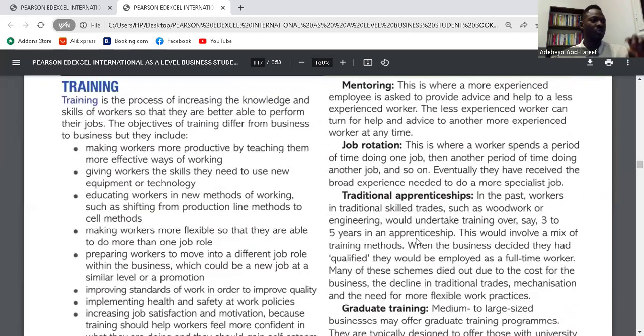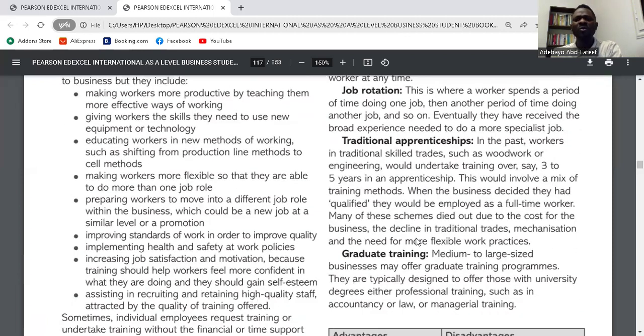Two, mentoring. Here, you'll be stationed with someone who has the idea, then you try to see what he or she does. Then it becomes someone you can always call upon when you don't understand. So he or she mentors you. The third one, job rotation. That means you go from one department to another.